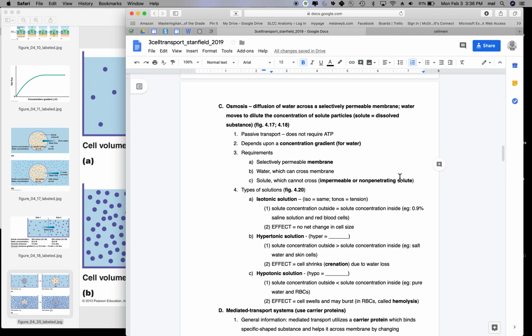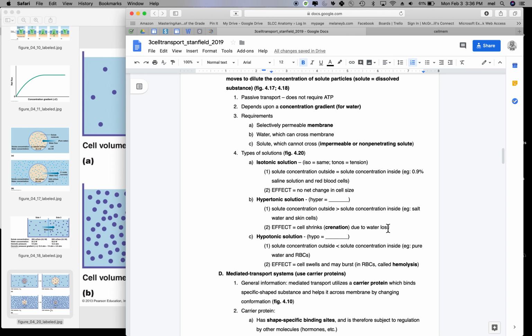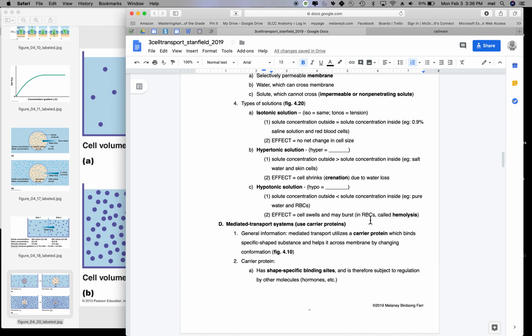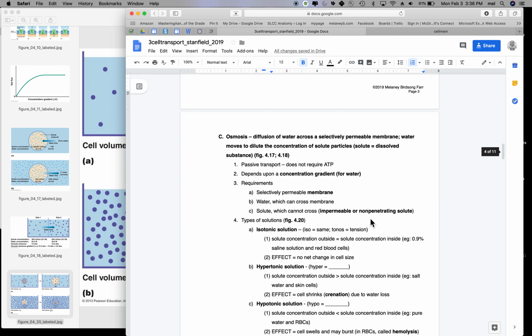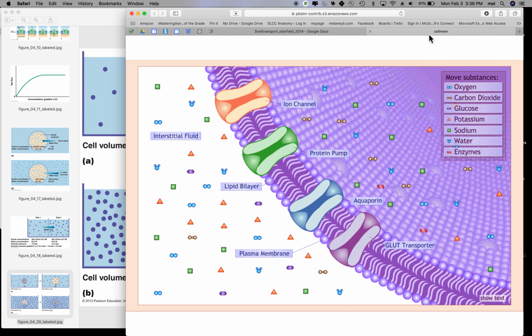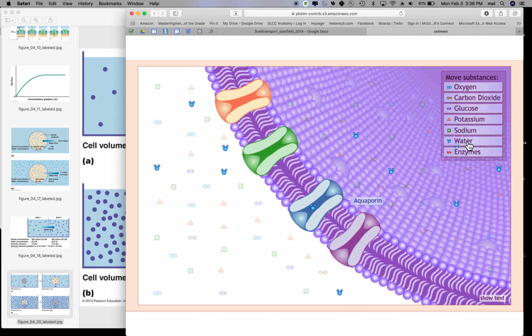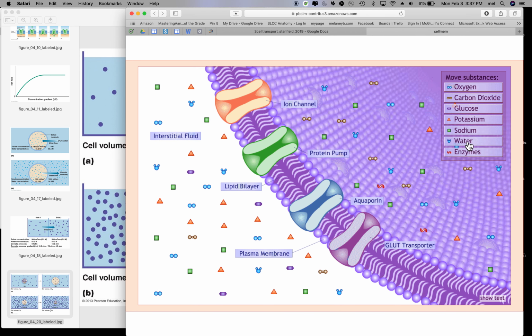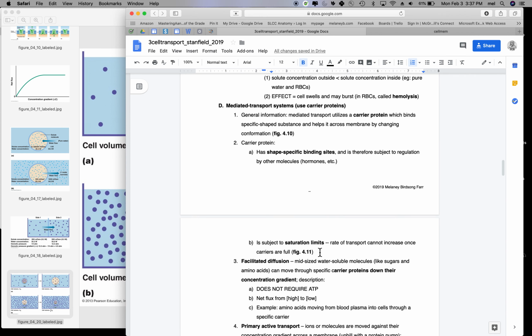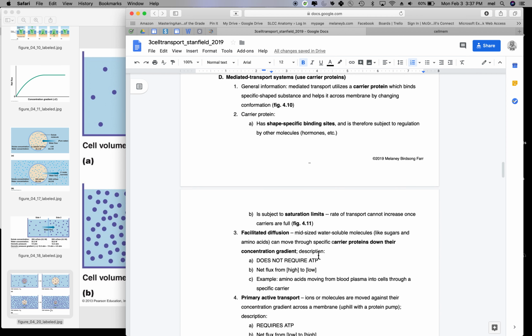So please practice this because it's going to be really important when we get to the kidneys. If you had trouble with it, go ahead and look back at and listen to my lecture from last semester as well. And let's just watch it one more time. Although it looks like typical diffusion, it is osmosis because it's water diffusing across a selectively permeable membrane.